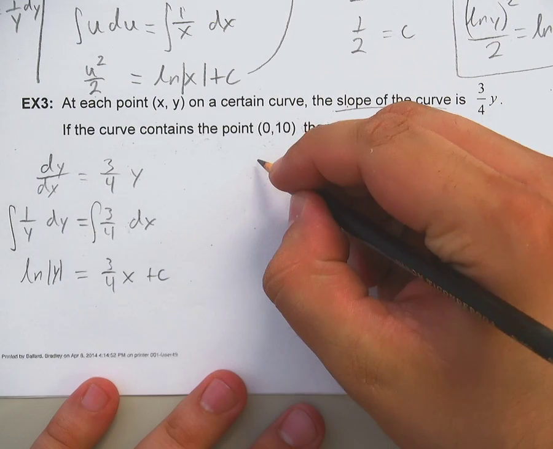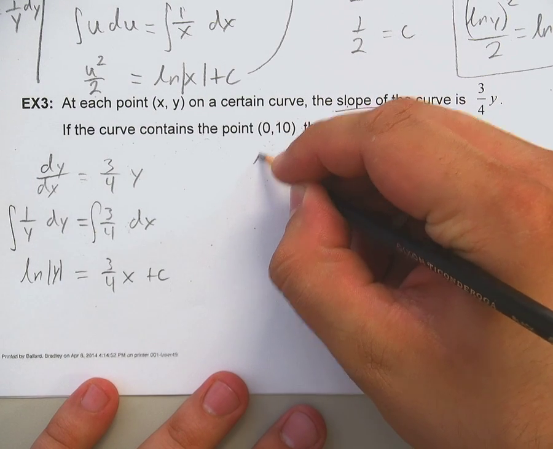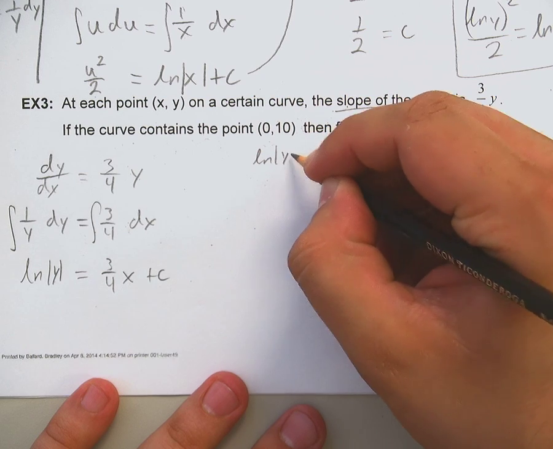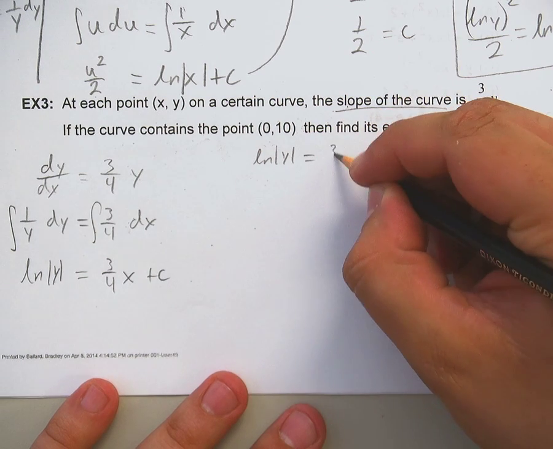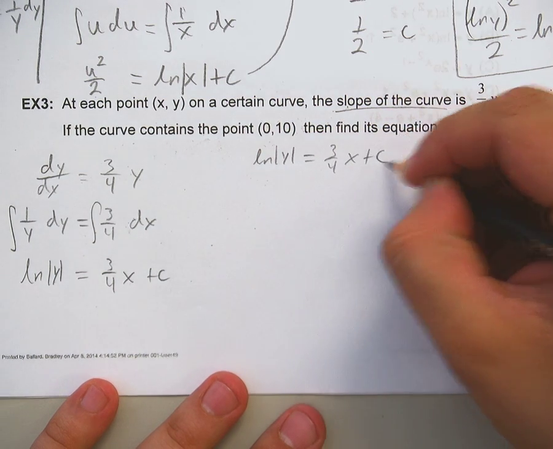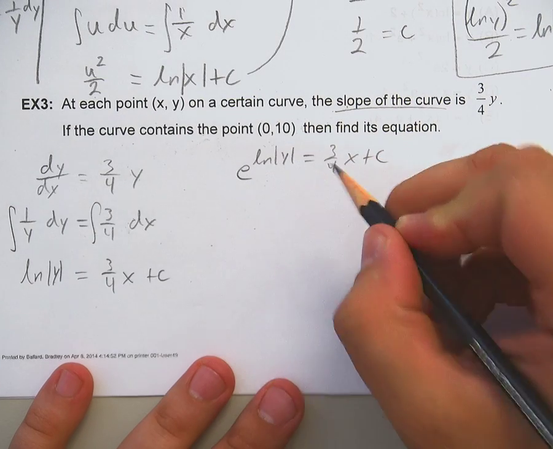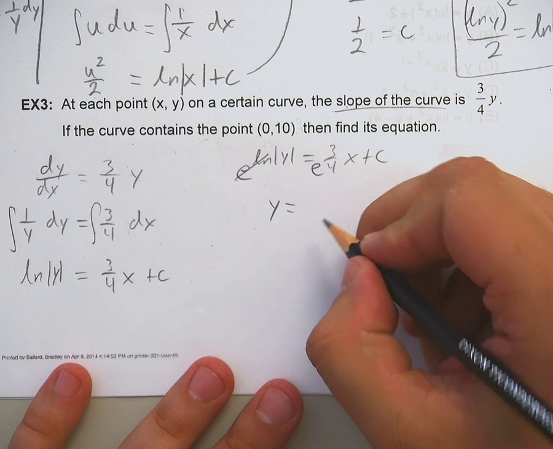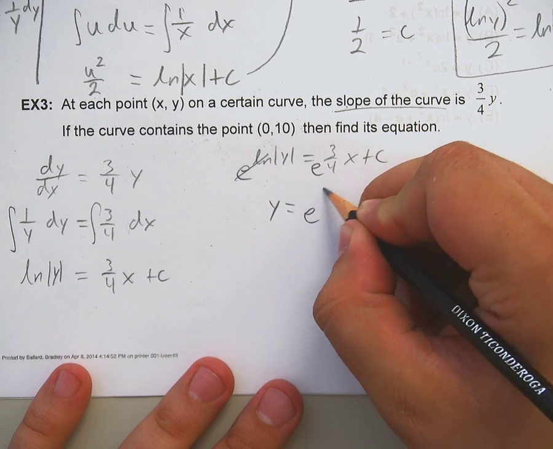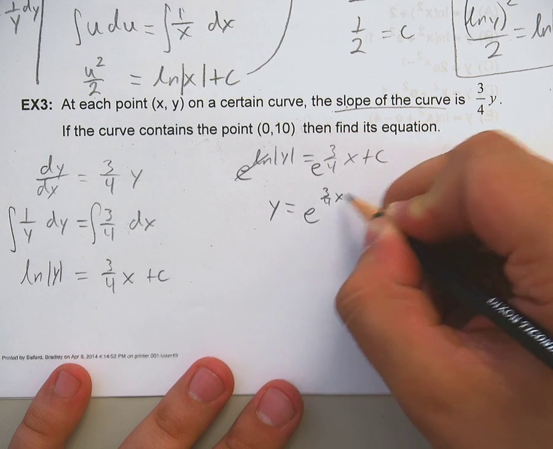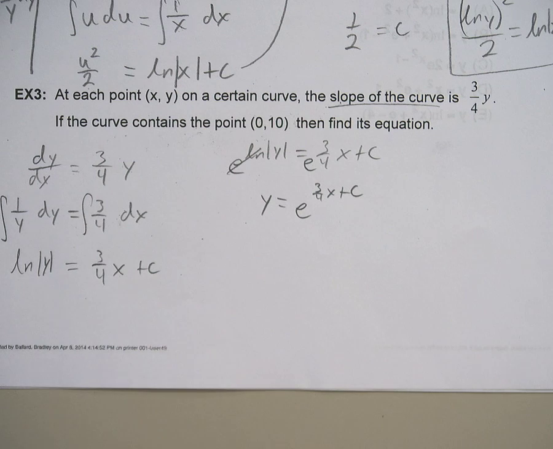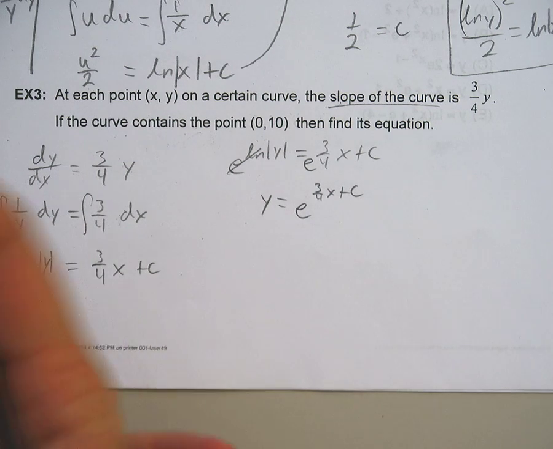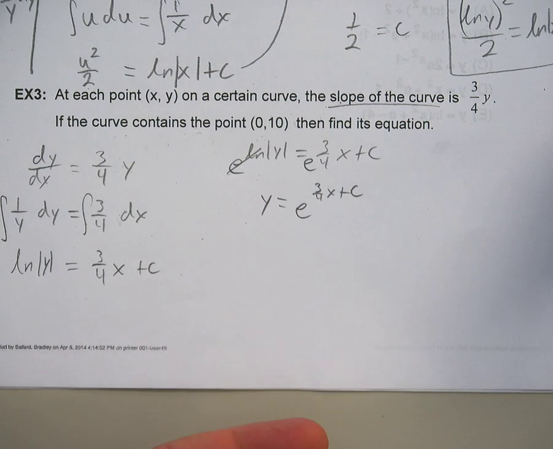So let me bring this up here. I'm going to rewrite this equation. Natural log of y is equal to 3/4 x plus c. And what I'm going to do is e both sides. I'm going to solve for y is equal to e to the power of 3 over 4x plus c. Now you may be saying, Mr. Ballard, that doesn't look any type of easy. We've got e to this giant, big, confusing bleh.